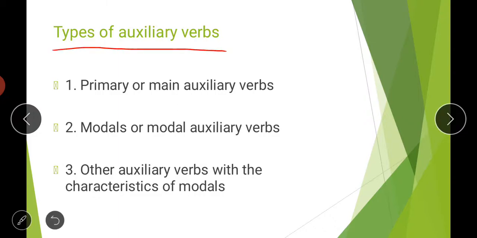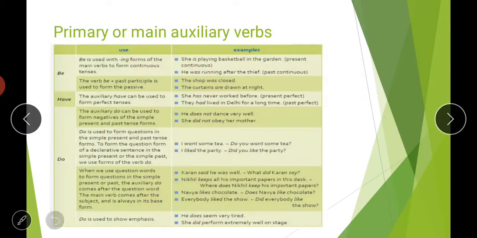What are the main types of auxiliary verbs? So first one is your primary or main auxiliary verbs. Then come your modals, or the modal auxiliary verbs, and then other auxiliary verbs with the characteristics of the modals. So we will categorize. Firstly, we have categorized the auxiliary verbs into three categories. What are these? First is primary, then modals, then other auxiliary verbs with the characteristics of modals. Now we will discuss these one by one in detail.